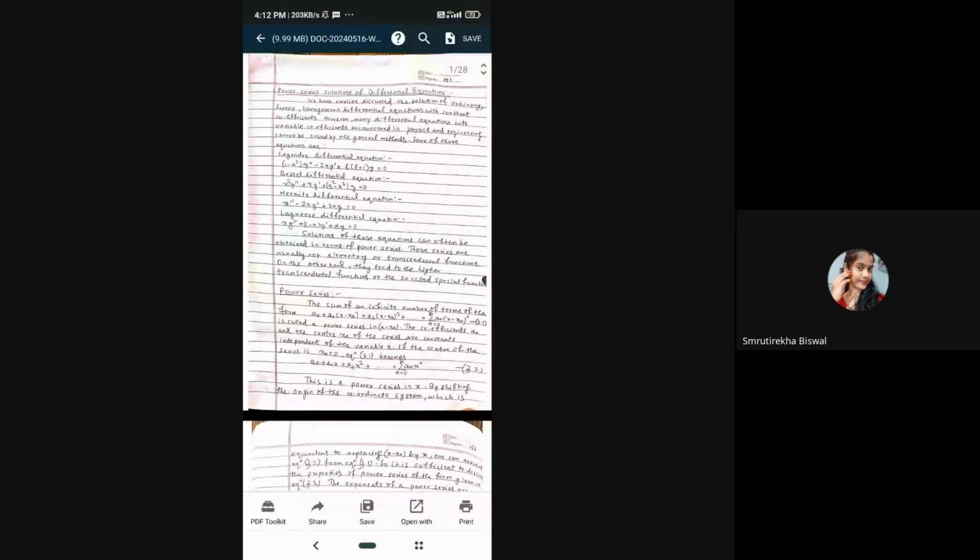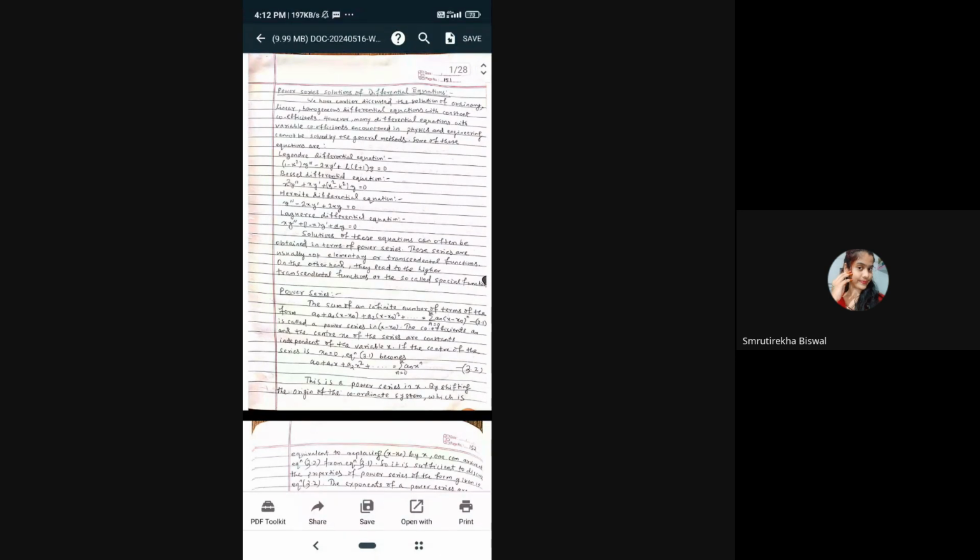Another differential equation is Bessel's differential equation: x square y double dash plus xy dash plus (x square minus k square) y is equal to 0. See, the coefficient of y double dash, or d square y by dx square, is x square, which is a variable. Similarly, the coefficient of y dash, that is dy by dx, is x, which is a variable. Similarly, the coefficient of y, that is x square minus k square, is also a variable, as it depends upon the value of x, which is a variable itself.